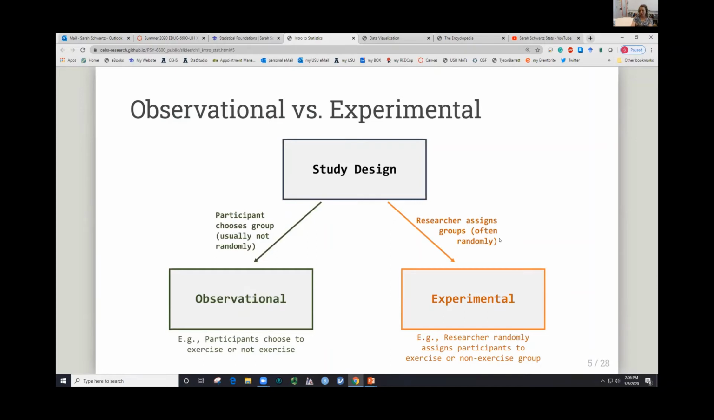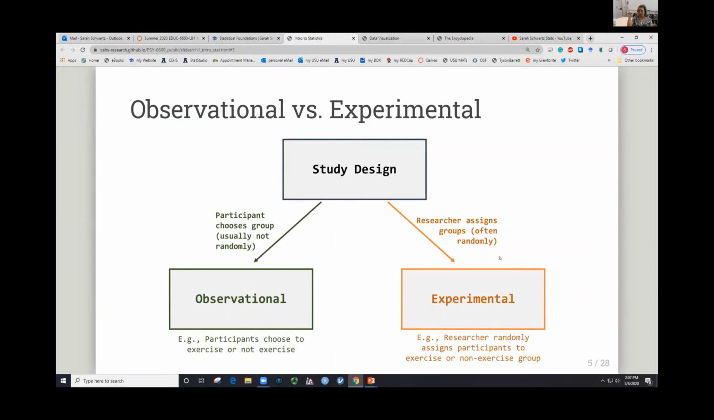Sometimes quasi-experimental means that the researcher assigned, but not randomly. Experimental does not demand randomization. Randomization is the gold standard, but just because something is an experimental study does not mean it was assigned randomly. So here on this little arrow, it says the researcher assigns the group, often randomly. Sometimes the phrase quasi-experimental is thrown around if it's non-random. It's also thrown around, I've found, in places where we've randomized not at the observational unit.